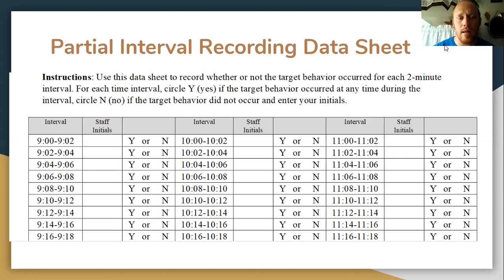So between 9 o'clock and 9:02, if this was for, let's say, tantruming behavior, you didn't see it, you would circle no. Between 9:02 and 9:04, let's say at 9:02 and 40 seconds, you saw a quick little burst of a tantrum, you would circle yes, you saw it in that time period, so you would signal that you saw that particular behavior.